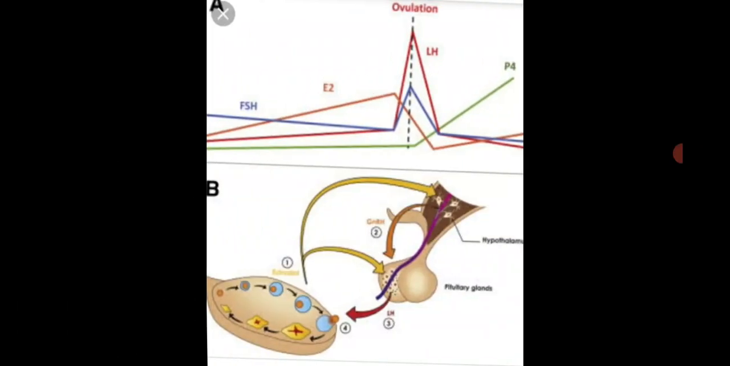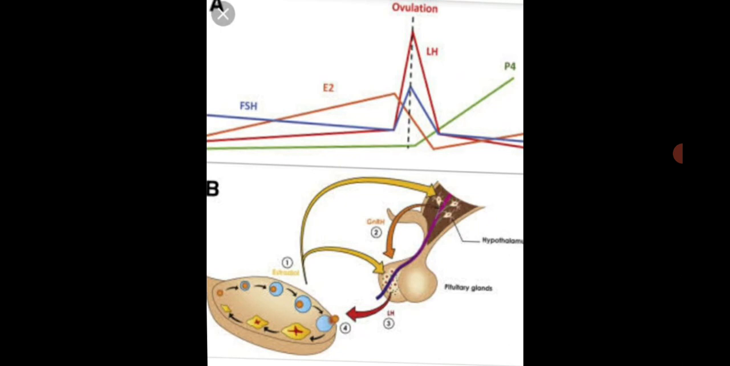Now we talk about the hormones in ovulation. The main hormone, as I already told you, is the luteinizing hormone, commonly known as LH. From the graph, we can see the peak of LH is at about the 14th day of the ovarian cycle in human females.